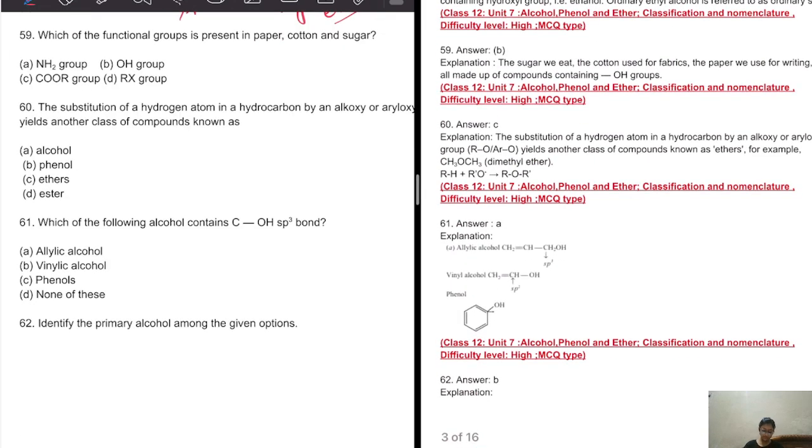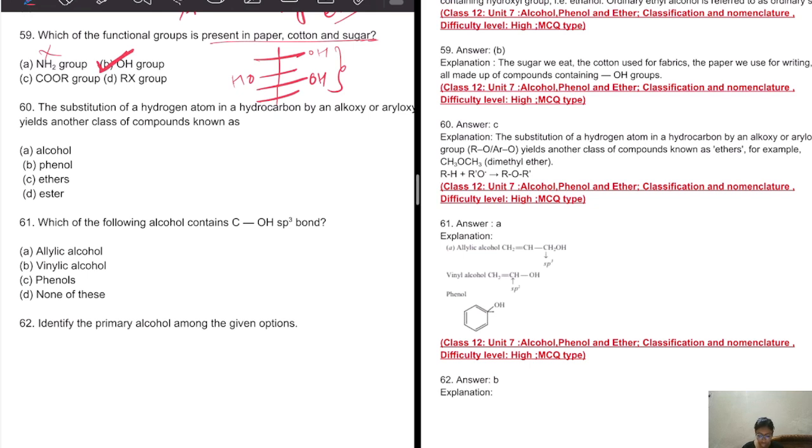Let's see the next question. Which of the following functional groups is present in paper, cotton, and sugar? We all know in biomolecules we have studied the structure of sugar, which has OH groups. Every structure is different, but now we know which group is there. So it is not NH2. Yes, it is OH, and the option would be B.